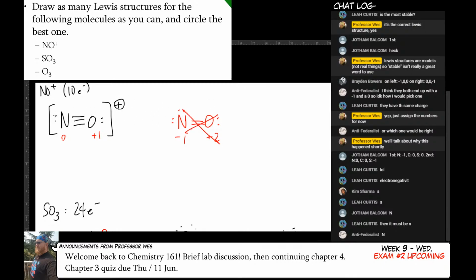Now, the other thing you might say is, oh, okay, well, hold on. How about I just put the positive on the nitrogen and try to get the negative on the oxygen here? So what if I did this instead? I move these electrons in. And now if I calculate formal charges, ooh, that's a lot better, right? Well, there's a problem with this too.